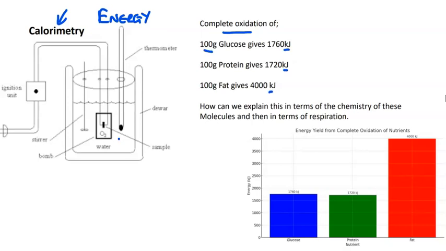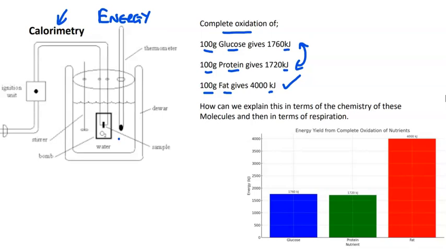So we've got a similar mass of three contrasting molecules. We've got glucose representing the carbohydrates, protein sample, and fats. And you can see that the carbohydrates and the proteins give roughly the same energy content per 100 grams of a sample. That's 1760 kilojoules in particular. However, notice that fats give considerably more kilojoules than either of the other two respiratory types.